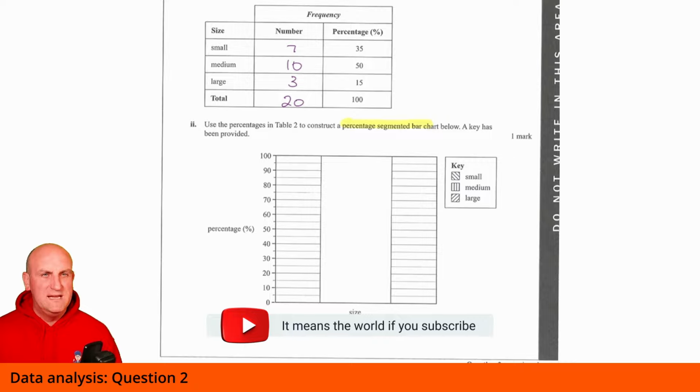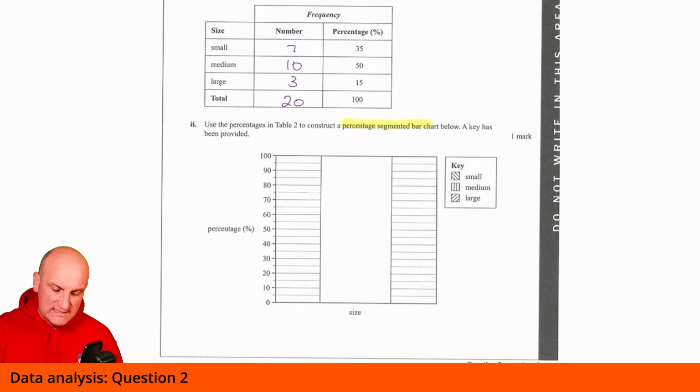Small, medium, and large. So small is going to be 7. Sorry, not 7, 35. Please, please, please, guys, use a ruler. They will be expecting you to use a ruler. Luckily my iPad lets me do that. Right, so that's going to be small.